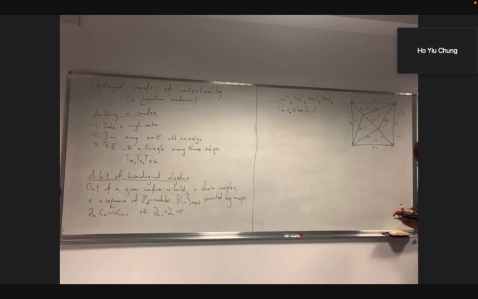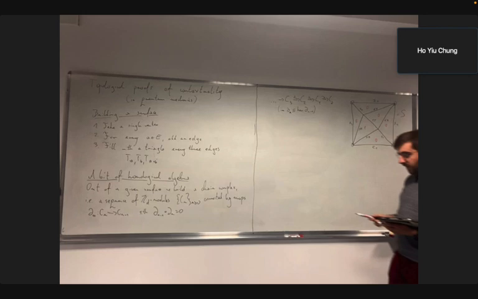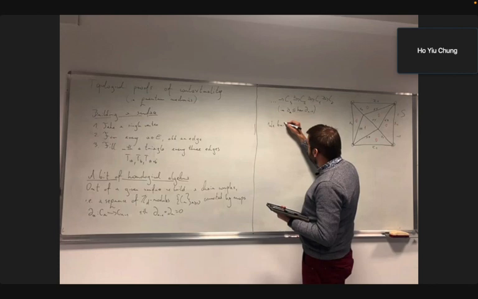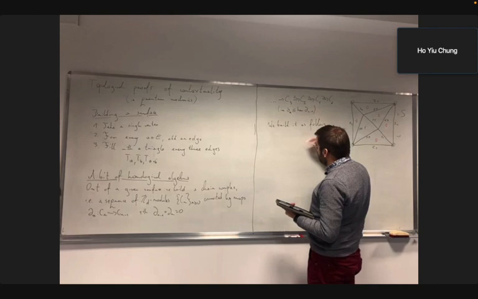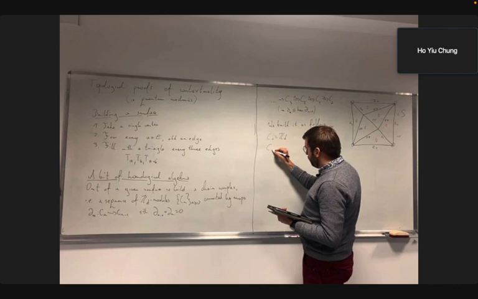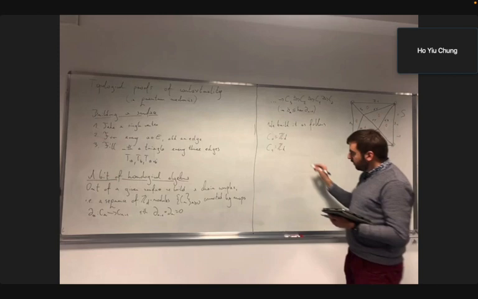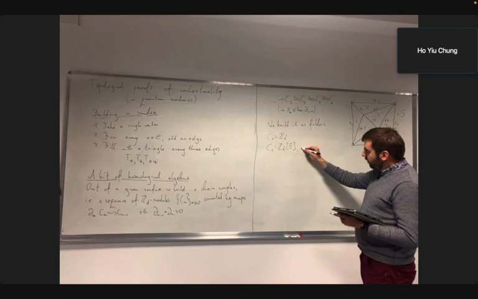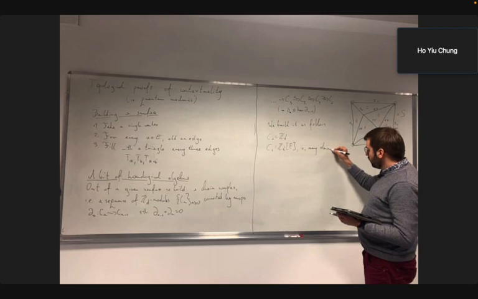So in our case, how are we building a chain complex like this? C_0 is just Z_D. C_1 is a free Z_D module on the set E, which means that every element of C_1 can be written in the form of a linear combination.